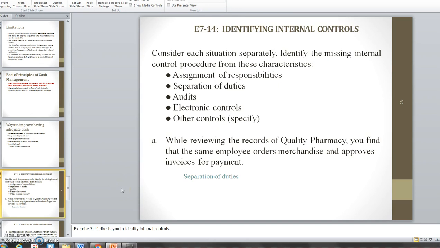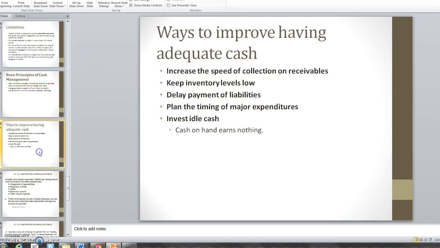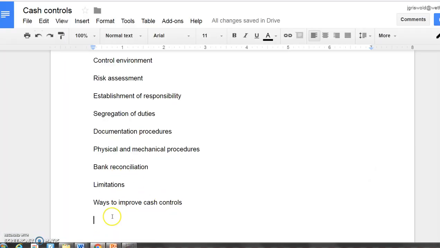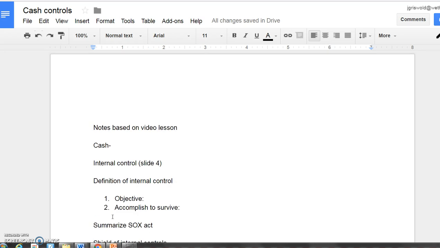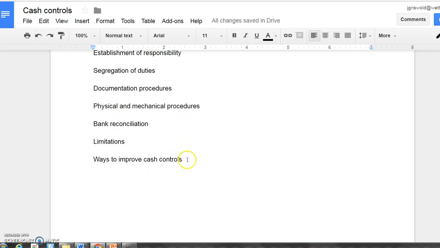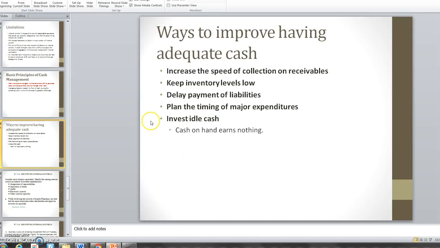And we're going to stop here on this slide. Go ahead and save your notes. Make sure that all this is filled in. And this is the end of the lesson on cash controls.